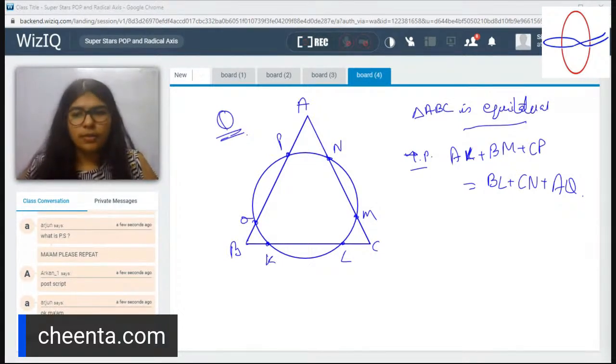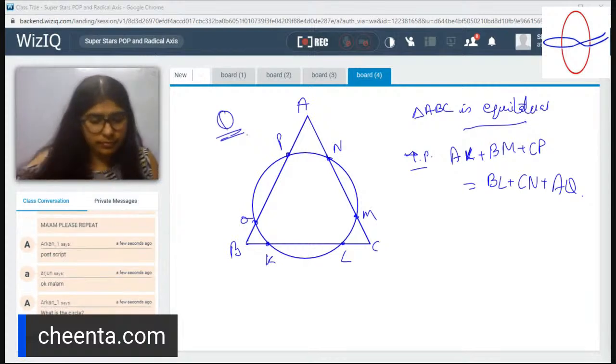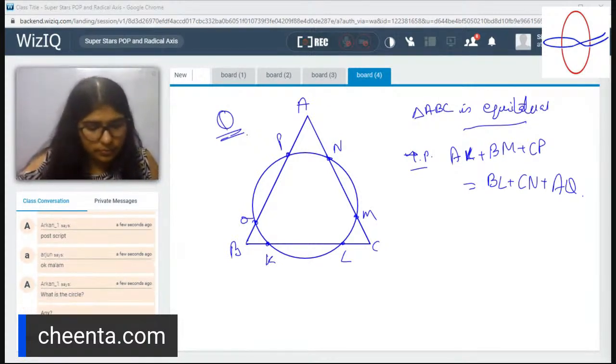Okay, do this problem for about 5 minutes. We'll discuss it at 7:80. Any circle.